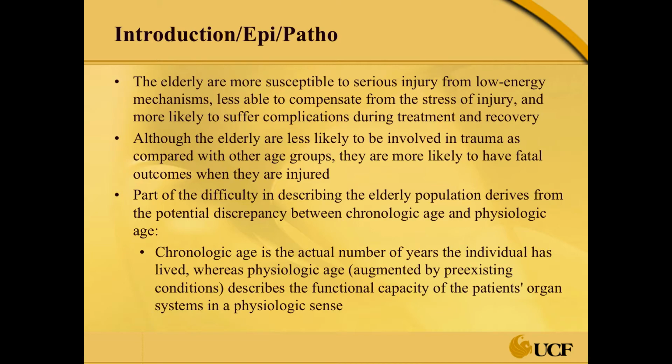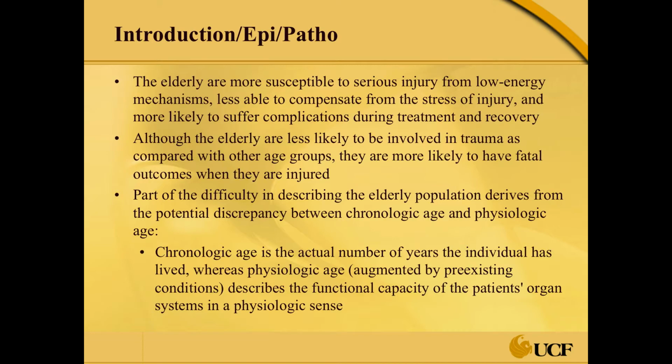Okay, so although the elderly are less likely to be involved in trauma as compared with other groups, they are more likely to have fatal incidences when they are involved in them. Part of the difficulty in describing the elderly population derives from discrepancies that can occur between chronologic age and physiologic age. A patient might say, well, I'm 60, but they look like they're 100. We've all seen this in the hospital.